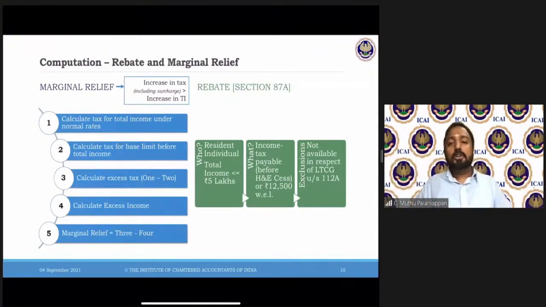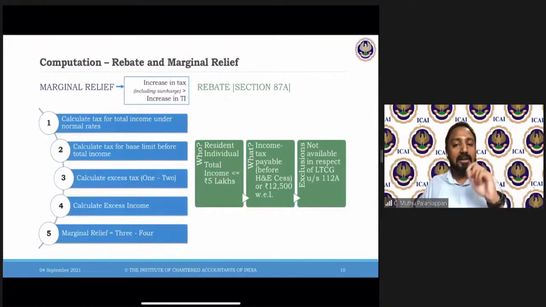So for this, you have a concept called marginal relief. I'm not going to explain it in detail. These are the steps to compute marginal relief. First, you have to calculate tax on the total income under normal rates, as you generally do, with the applicable surcharge. Then you'll have to take the previous limit. For example, if your income is 51 lakhs, you'll have to compute tax for 50 lakhs. If your income is 1 crore 1 lakh, you'll have to compute tax for 1 crore. Now you'll have to calculate 1 minus 2.